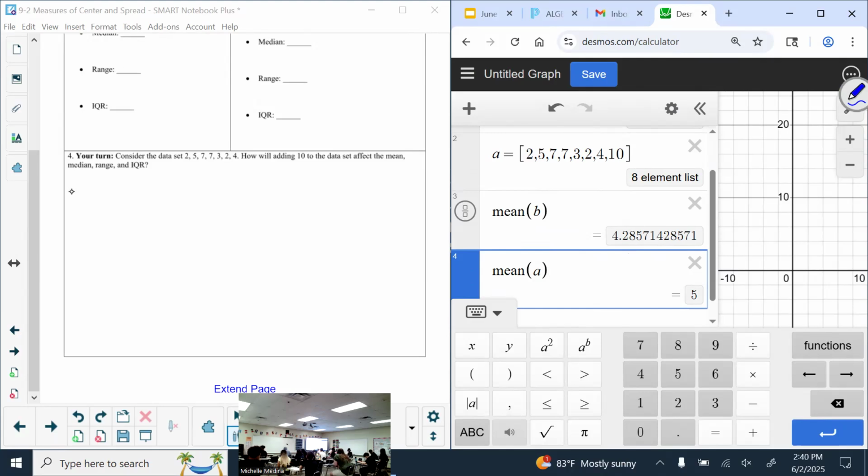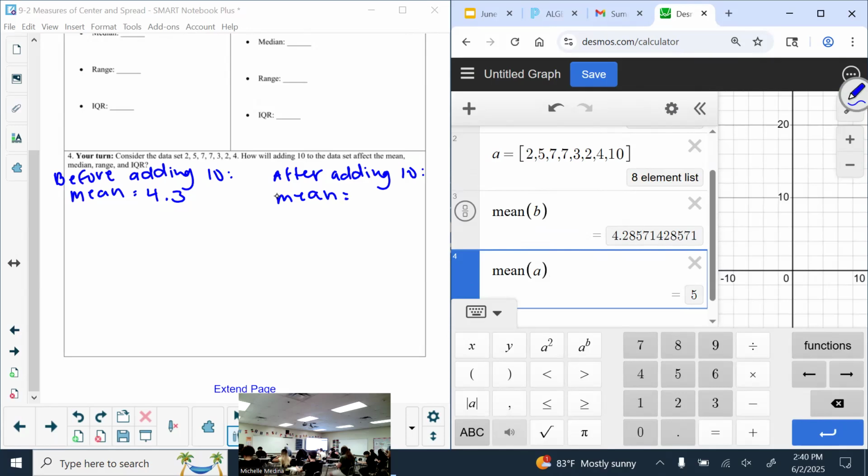I can tell you though right now, because I have a good understanding of all of these different calculations. So here, before I get to that, before adding 10, I'll put here, and then after adding 10. Before adding 10, it was about 4.3. After adding 10, it was about 5. So how would you describe that change? Did it increase, decrease, or stay the same? Increase. All right, close the Chromebook. So going from 4.3 to 5, increase. Good, you can describe the change.